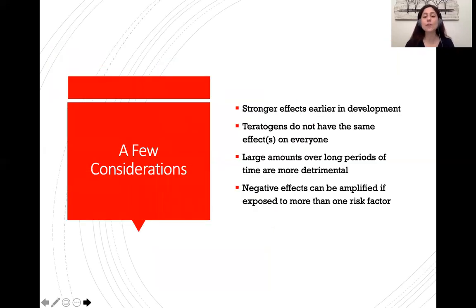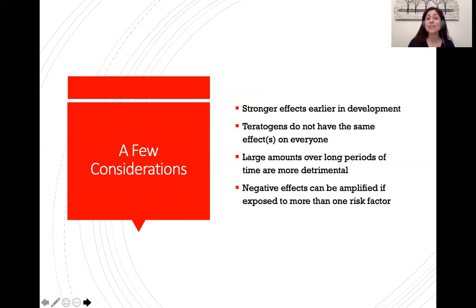Okay, so a few considerations. We'll definitely see stronger effects on the developing fetus if the teratogen exposure or the stressor occurs earlier in development. So for example, that 3 to 9 week period when a lot of brain systems are developing.